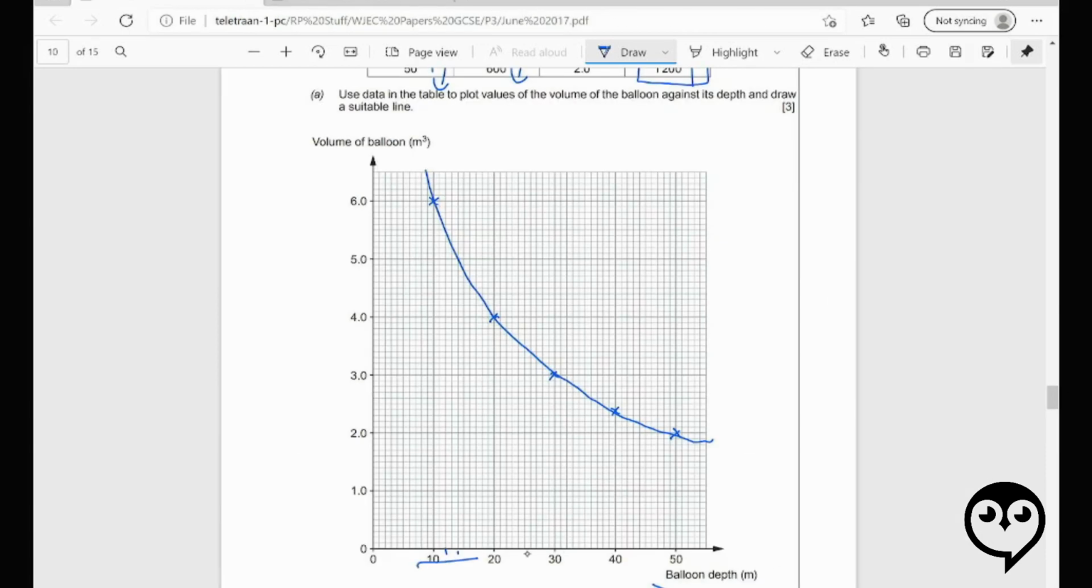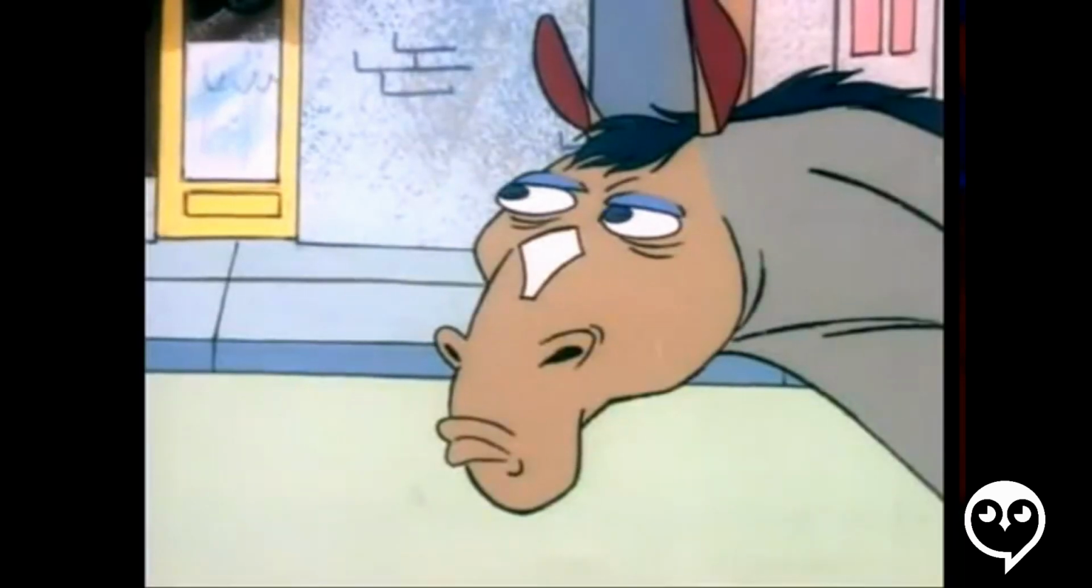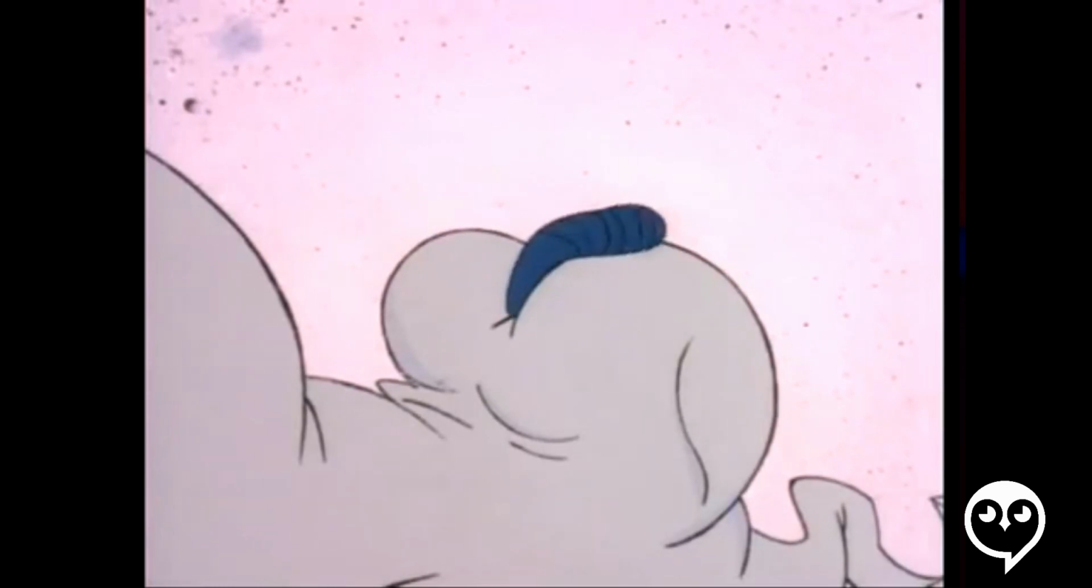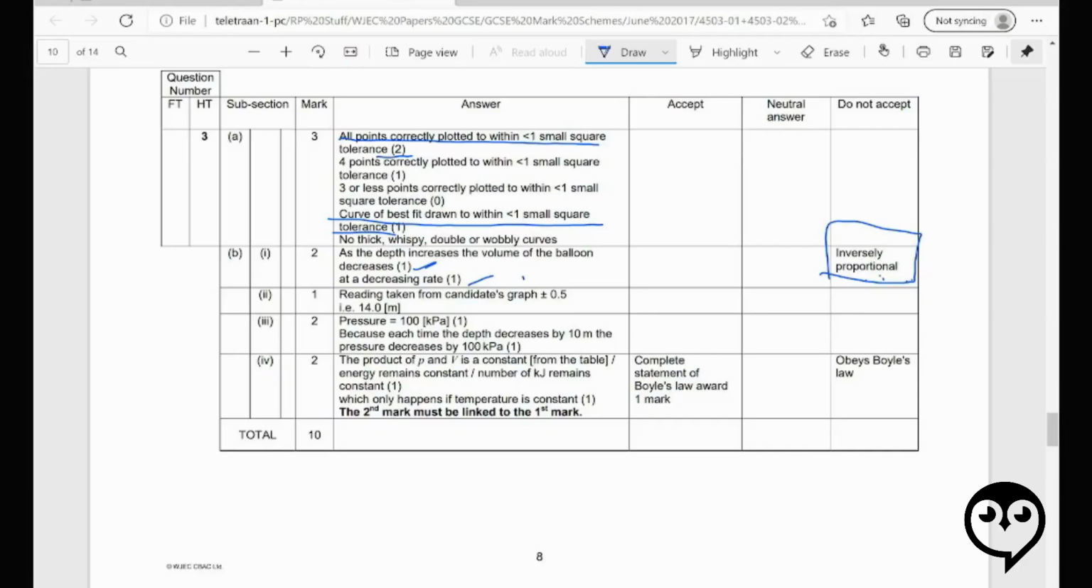They want you to say that as the depth increases, the volume is decreasing, but it's not linear, it's decreasing at a decreasing rate. They're being real sticklers about that. Wow. No, sir, I didn't like it. Unbelievable. So know your exam board. That might be acceptable in AQA or Edexcel. WJEC, not liking it in this case. They might like it for a circuits or Ohm's Law question, but not in this case.